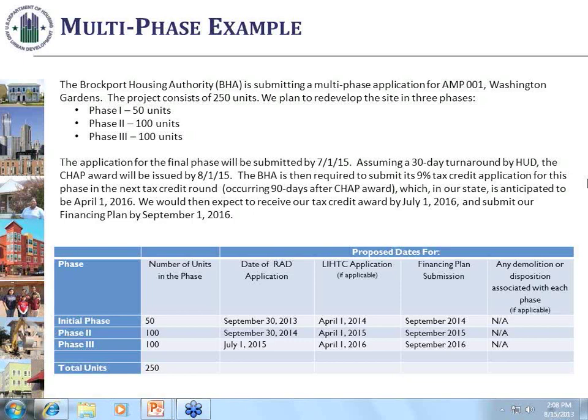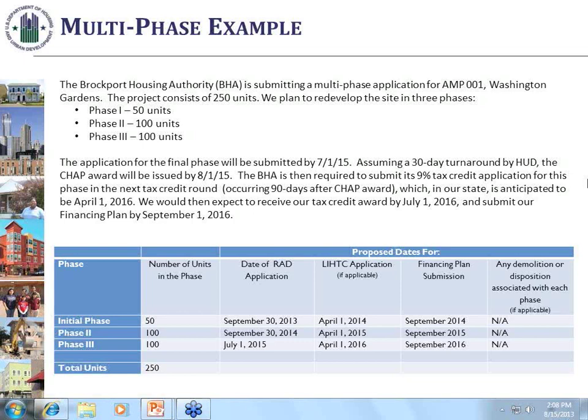What the PHA is saying here is, assuming HUD turns around the application that I submit on 7/1/15 in 30 days, then HUD will give the PHA an award by 8/1/15. Then under RAD, anyone who's doing either 4% credits or 9% credits has a 90-day grace period after we give you an award to submit a tax credit application for the next funding round in your state.